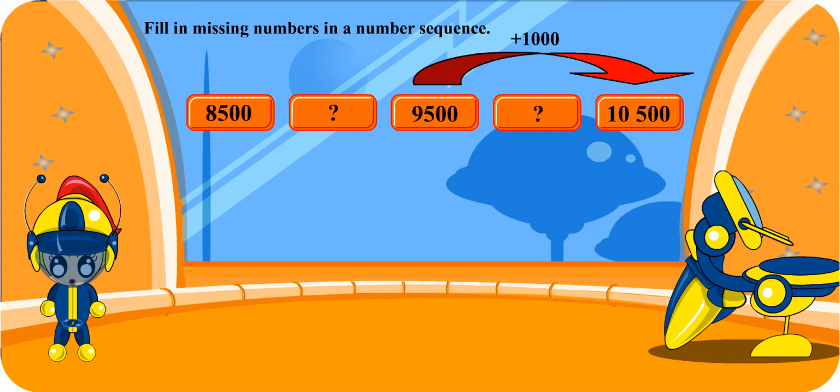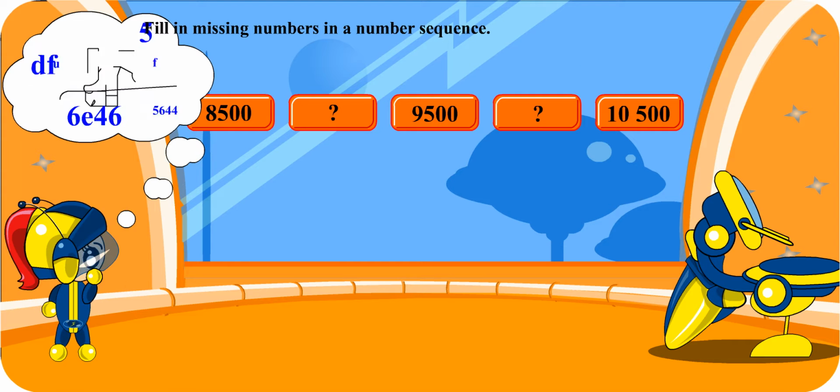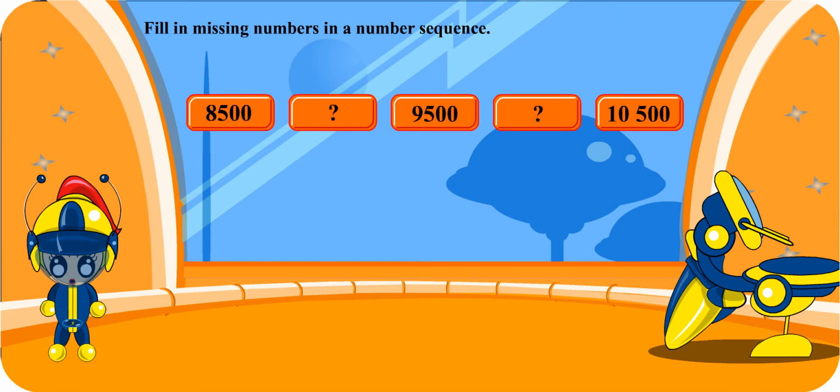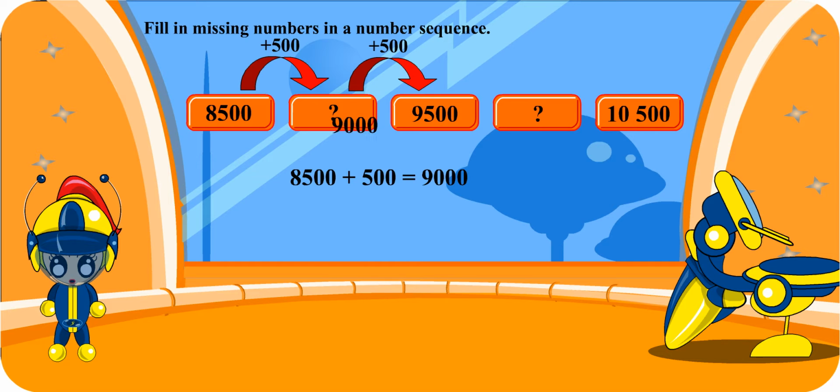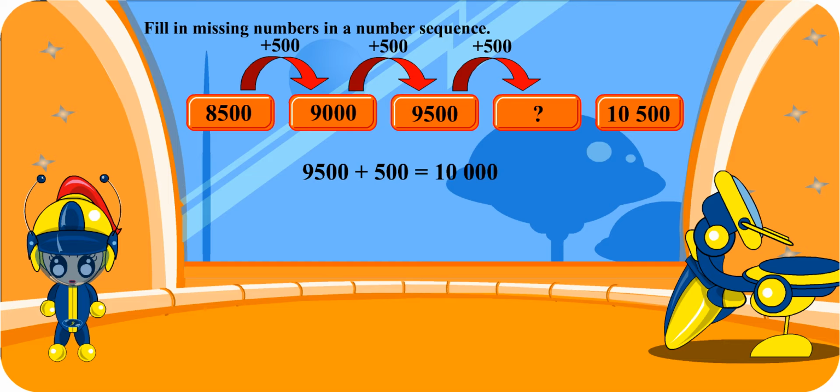Sounds interesting. Let me think for a while. Aha! I have got it. As the difference between the first and third number is 1000, the difference between the first and the second number should be half of 1000. 1000 divided by 2 is 500. From here, we get a pattern that the number is always 500 more than the preceding number. Thus, the second number is 8500 plus 500 equals 9000. Likewise, the fourth number is 500 more than the third number, which is 9500 plus 500 equals 10,000.